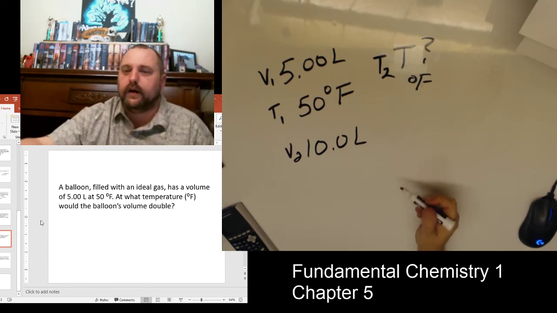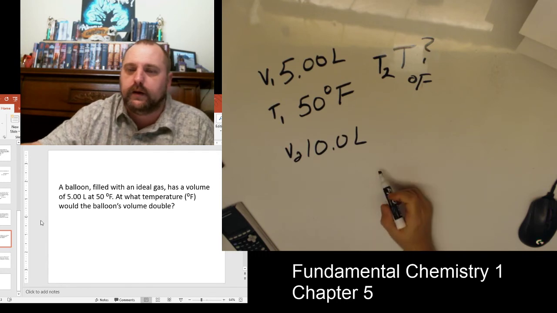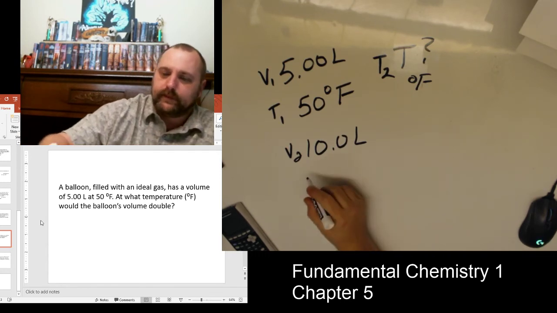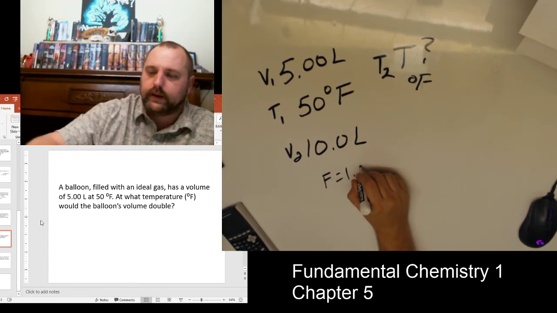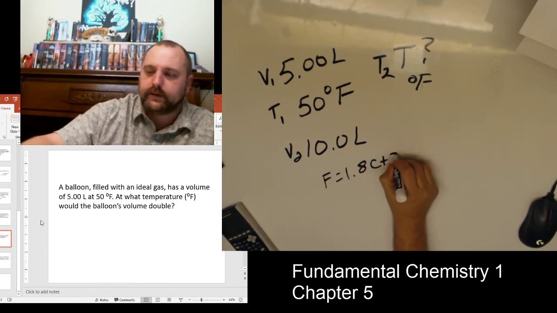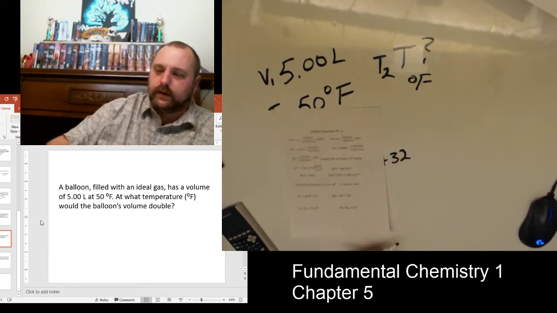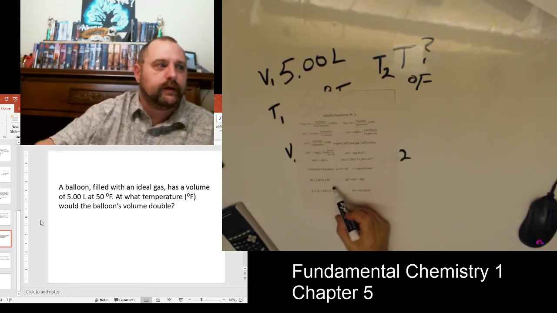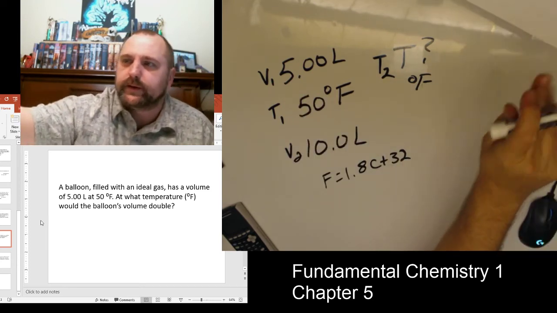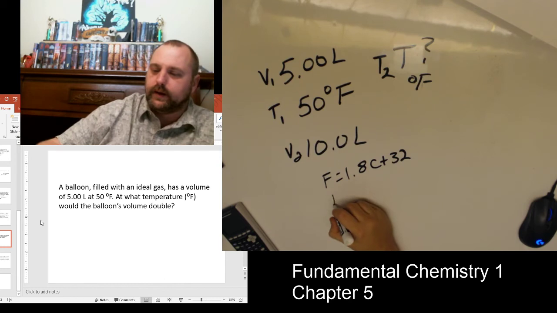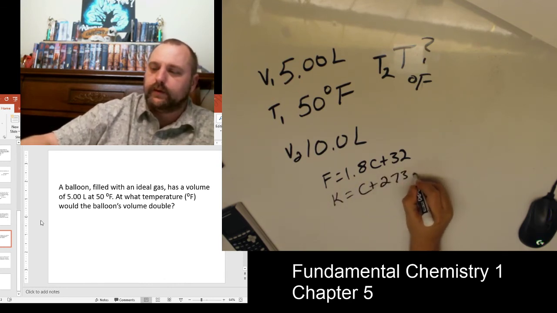All right. I need things in the right units. So we're going to have to go F equals 1.8 C plus 32. Now, if I don't remember that, it's down here on my list of helpful equations. So it's on part 2 of my helpful equations. That's from back in chapter 1. And then we'll have to K equals C plus 273.15.